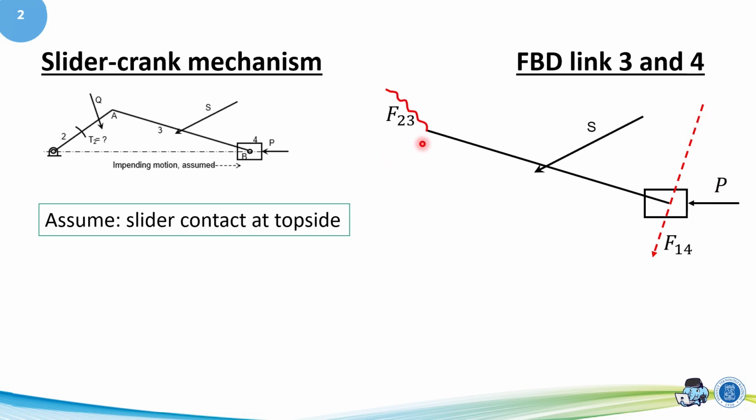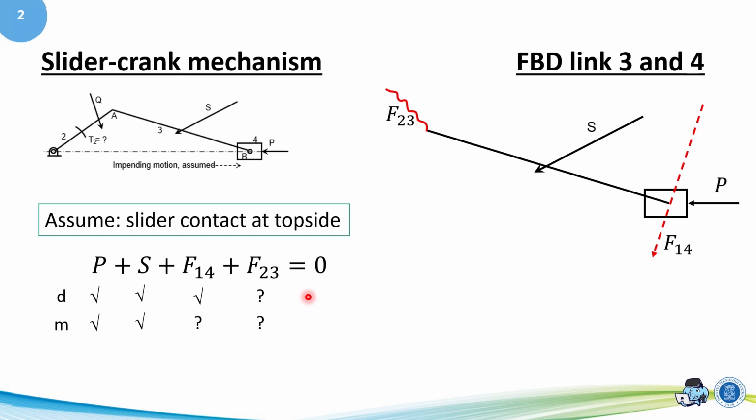Then, because point A is connected to link 2, we have F23. We do not know its magnitude and direction. We derive the force equilibrium equation: P plus S plus F14 plus F23 equals 0. We do not know the magnitude of F14, and we do not know the direction and magnitude of F23. To solve this problem, same as the previous method, I combine P plus S into R.